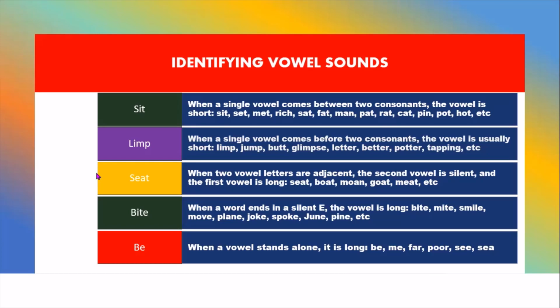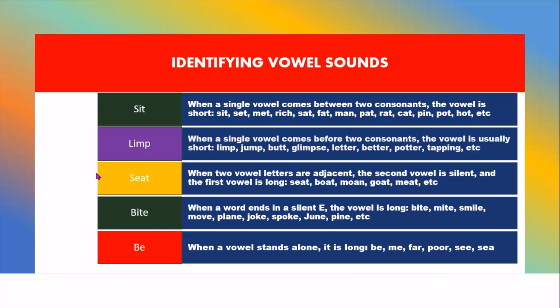Another rule: when two vowel letters are adjacent, the second vowel is silent and the first vowel is long. This is what you have in seat. Because you have two vowels, E and A, the E that comes first prevails as the sound. So we have seat. Other examples are boat, where you have B-O-A-T, O and A, but O comes first, so the sound of O prevails. Boat, moon, goat, meat, etc.